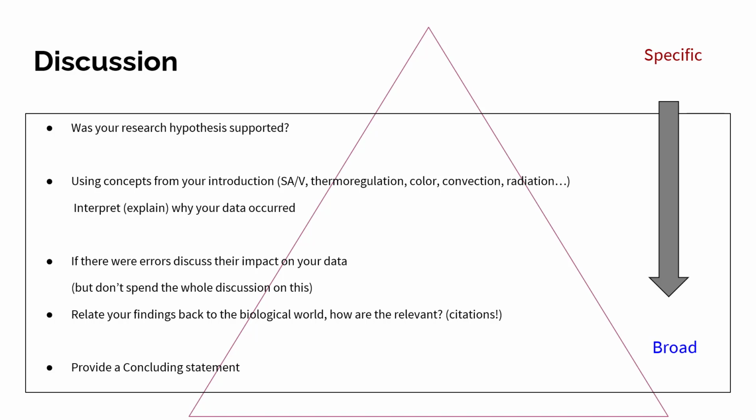And you can reference the figure so folks can look back and see what it is you're talking about. Figure 1 in parentheses once again. So you're going to use concepts like surface area to volume ratio, thermoregulation, behavior, things like that to explain why your data happened. What was it that caused your data to happen?